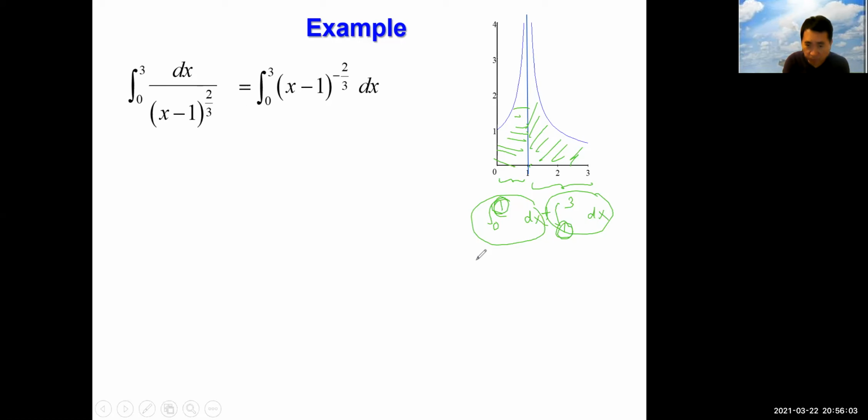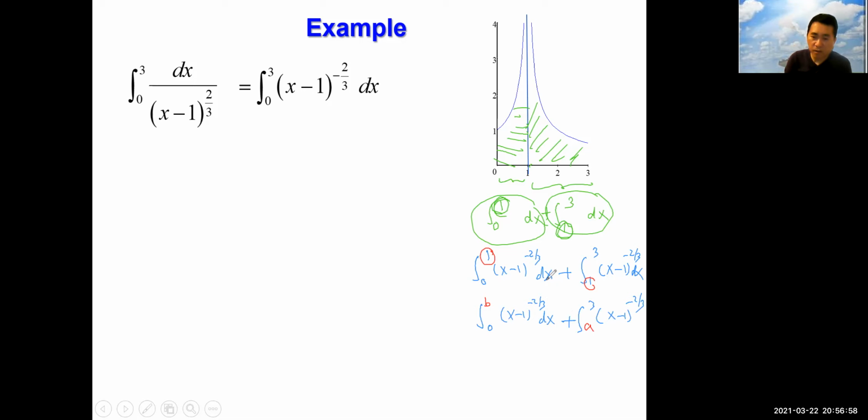The first one, again, is the integral from 0 to 1 of (x minus 1) to the negative 2/3 dx, and then you add the integral from 1 to 3 with the same function. Then for the first one, we replace the 1 with b, so that's from 0 to b of (x minus 1) to the negative 2/3, plus, now you have the integral from a to 3 of (x minus 1) to the negative 2/3, right?